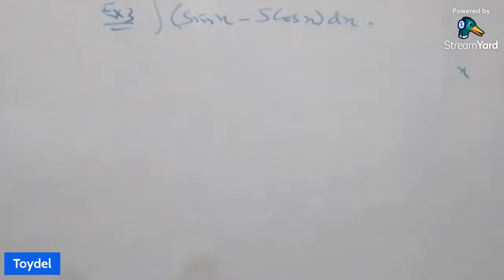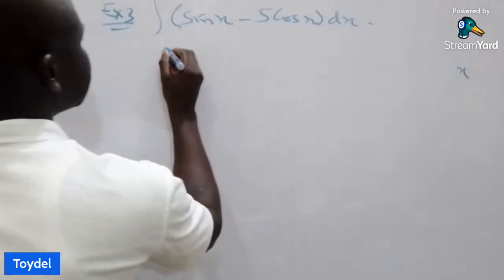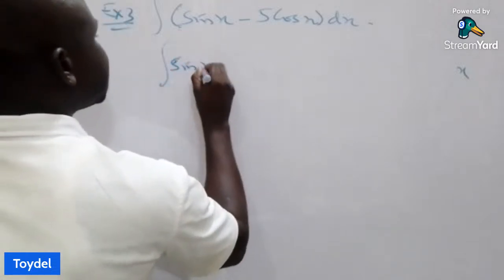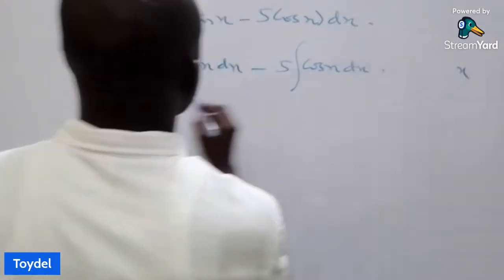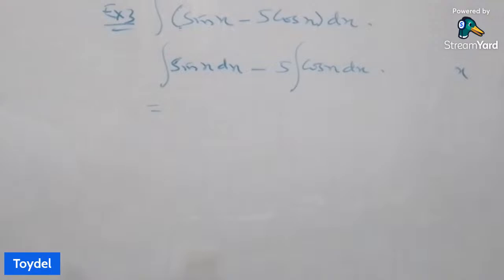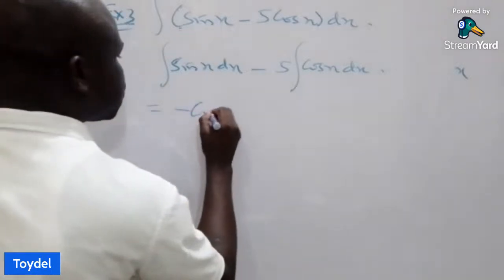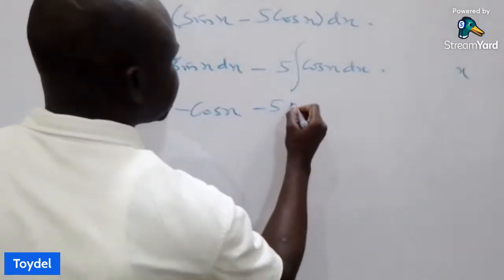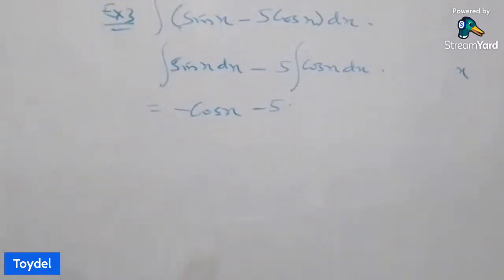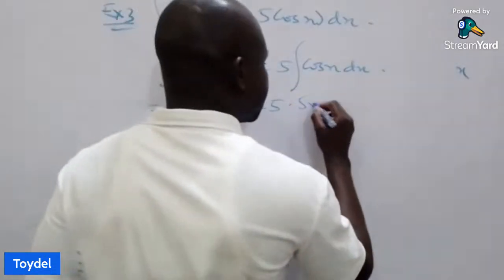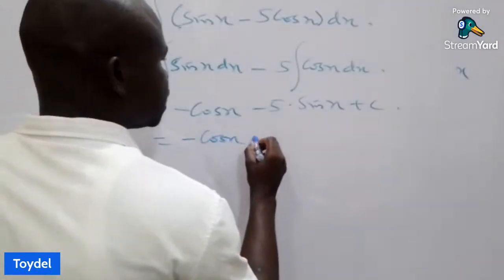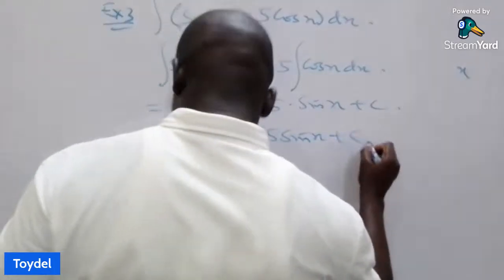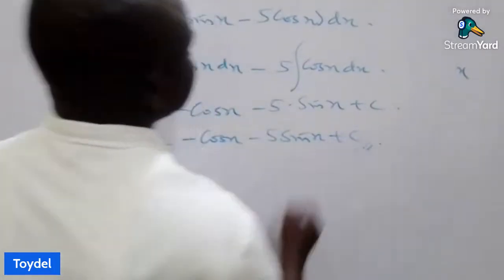Of course, integration of sine is cos. So I can split this and say this is the same thing as the integral of sine x dx minus 5, which can come out, integral of cos x dx. Whenever we integrate sine, it's going to give us minus cos. This will be minus cos x. Then minus 5 multiplied by, what is the integral of cos? The integral of cos is sine. So that will be sine x plus arbitrary constant. Then from there, I'm going to have minus cos x minus 5 sine x plus arbitrary constant as the final answer.